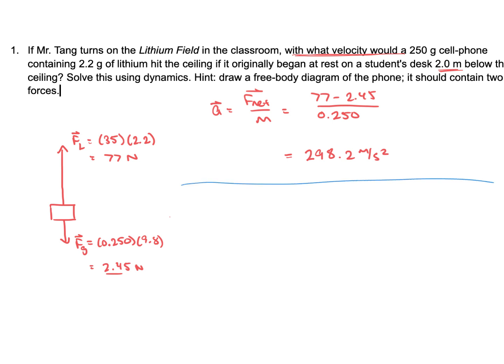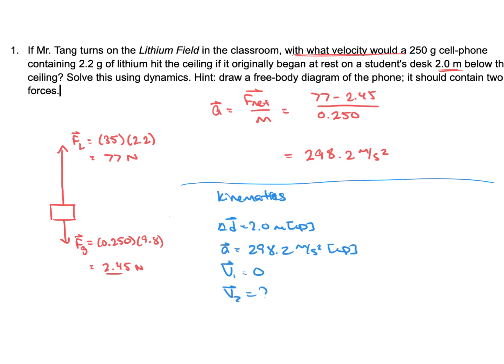So it's like a multi-part question. Now we have a kinematics section where we have a displacement that's going to be 2 meters up. The acceleration is 298.2 meters per second squared up. We are starting at rest, and we have to find out the final velocity.